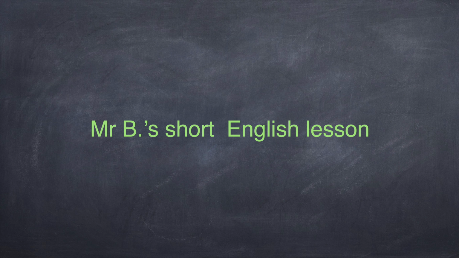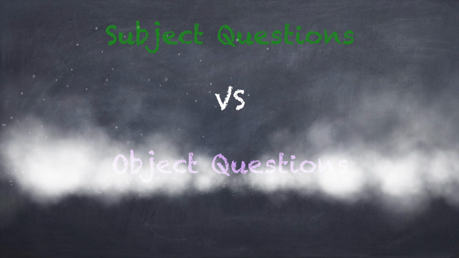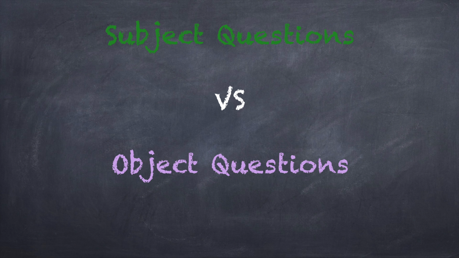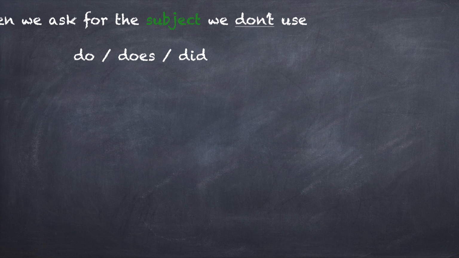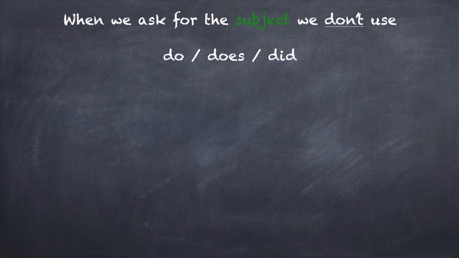B's short English lesson. Today we talk about subject questions and object questions and how you build those questions. In questions we have question words and we use who, what, or which when we want to ask for the subject or the object. But in a question for the subject you don't use the words do, does, or did as an auxiliary.